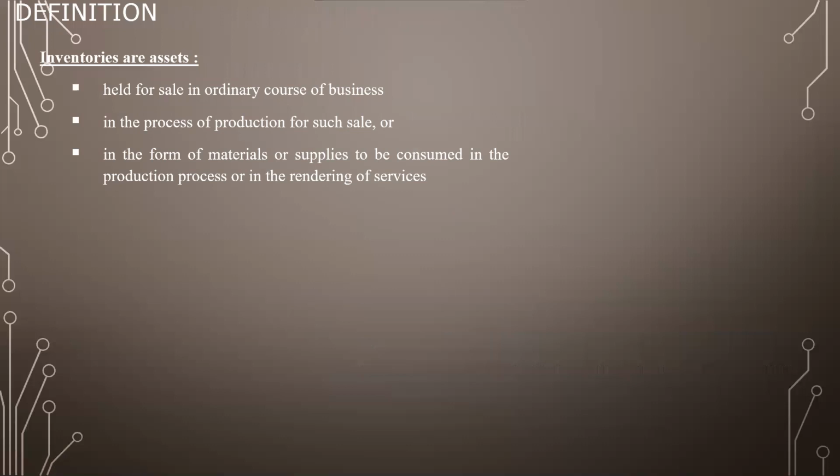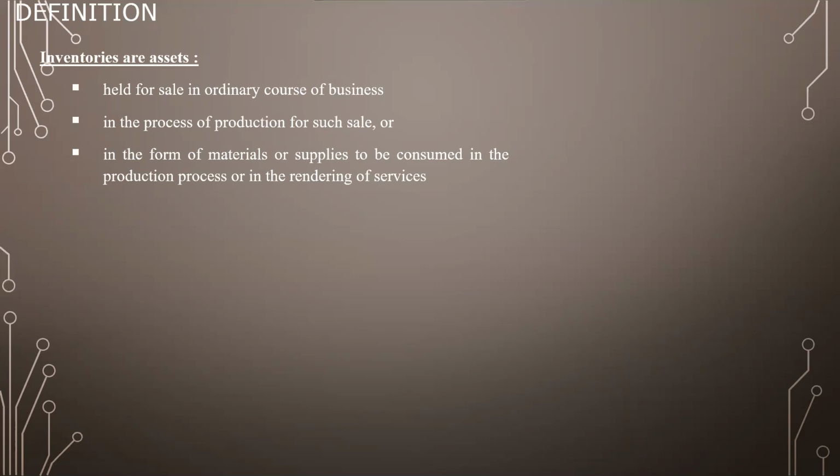Now, all of us know the definitions. This standard talks about the definition of three items which are used in multiple paragraphs. One is obviously inventory. Most of us know inventories are assets which are held for sale in the ordinary course of business, in the process of production for such sale, or in the form of materials or supplies to be consumed in the production process or in the rendering of service.